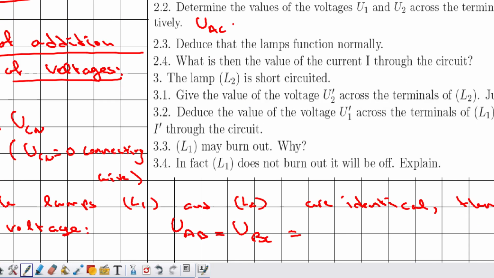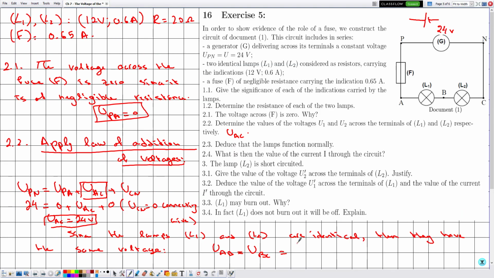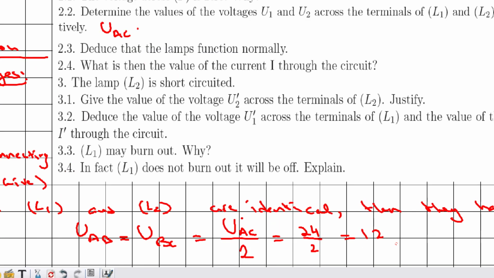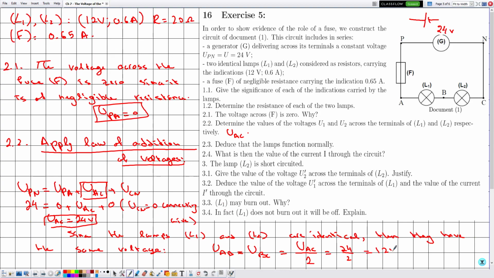Now notice that in this equation, B will cancel out and we are left with the voltage UAC divided by the number of lamps we have, which is given by 2, which is equal to 24 divided by 2, which is equal to 12. Since UAC is expressed in volts, the voltages UAB and UBC will be in volts. Let me complete it here.